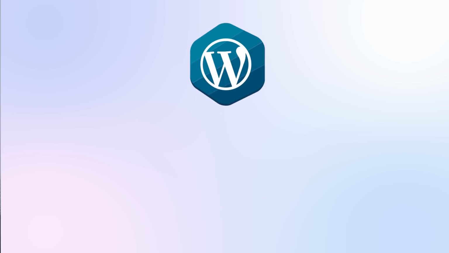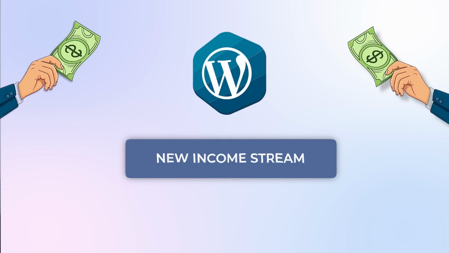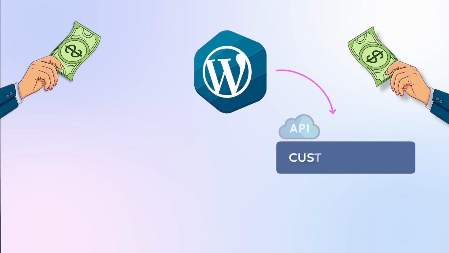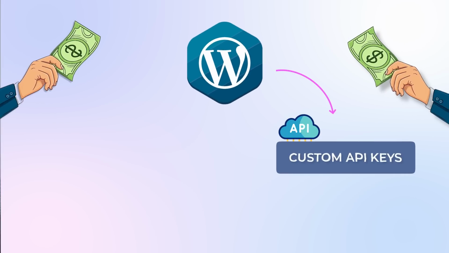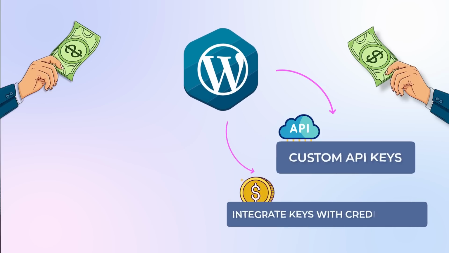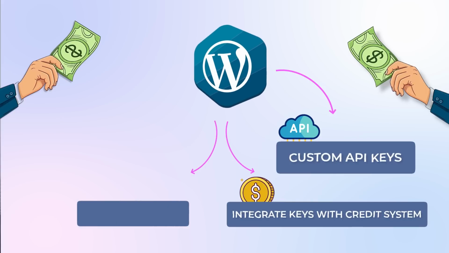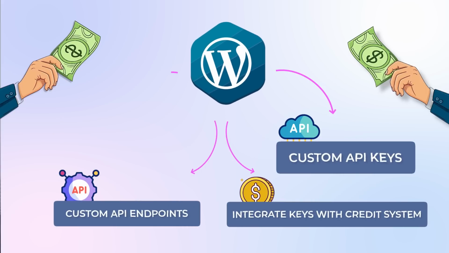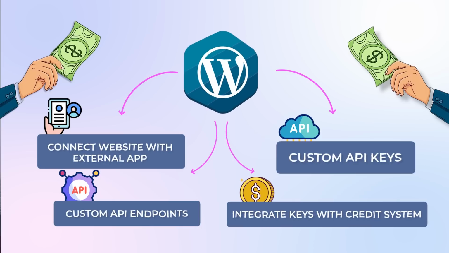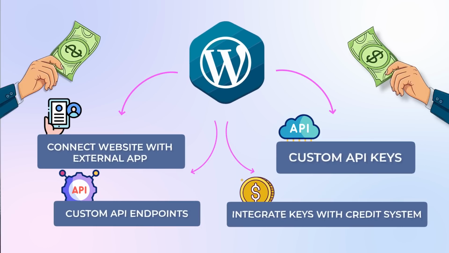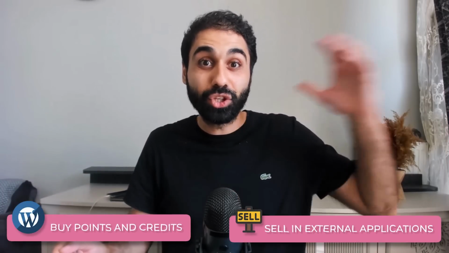I discovered a new way to make money with WordPress and generate a new income stream with it. Today, you will learn how to create custom API keys inside WordPress, how to integrate these keys with a credit system inside WordPress, how to create custom API endpoints, and how to connect your website with an external application like Streamlit apps so you can sell these apps with the credit system. People will buy points and credits on WordPress and you will sell these in an external application.